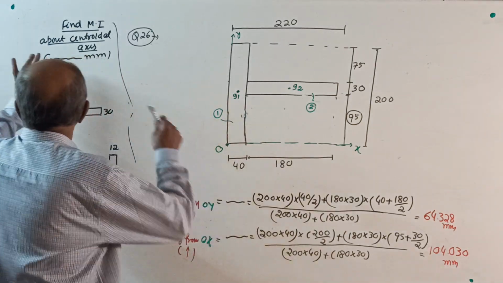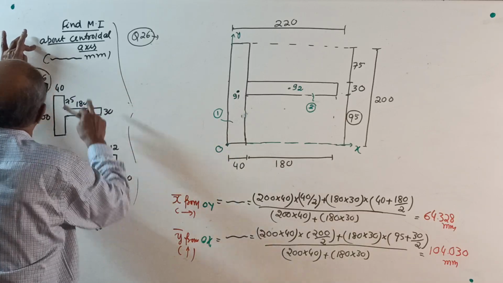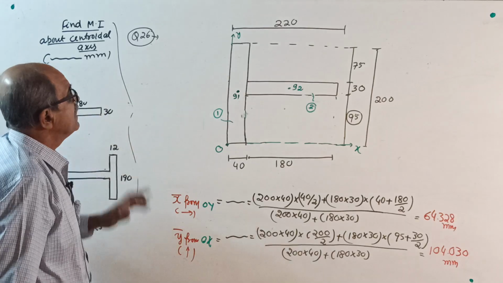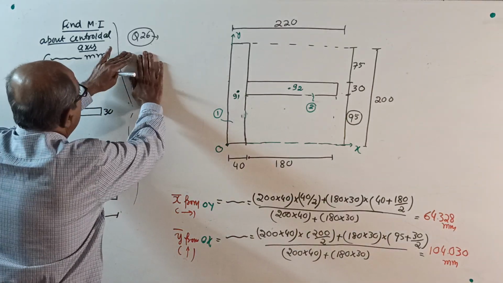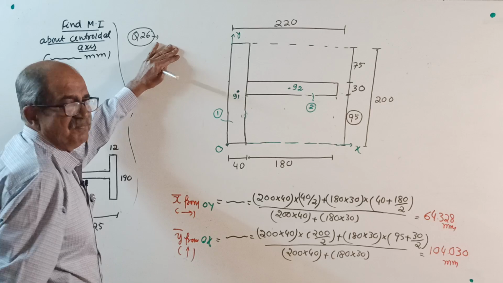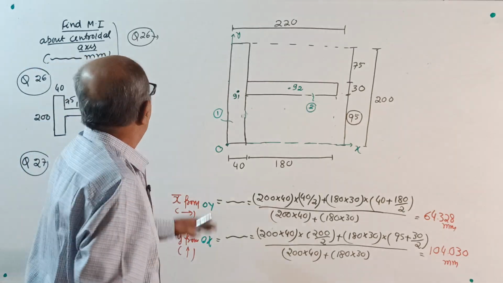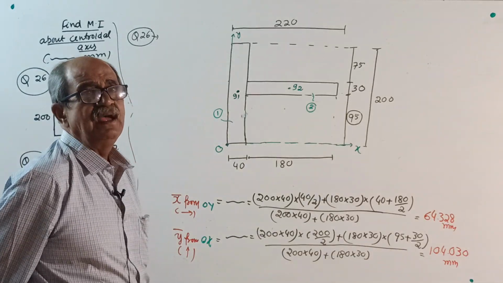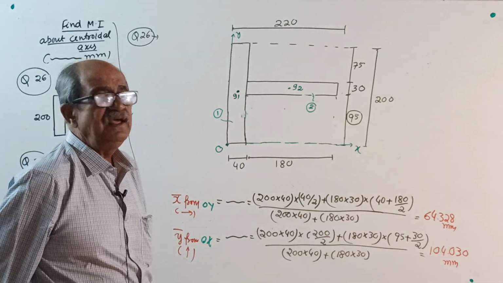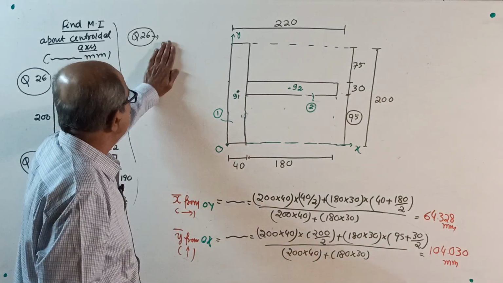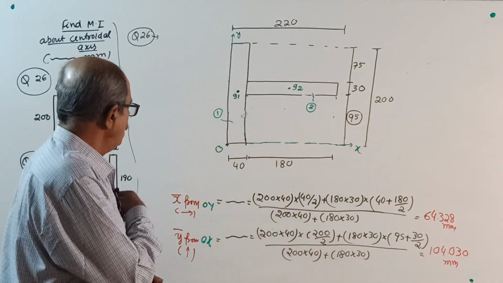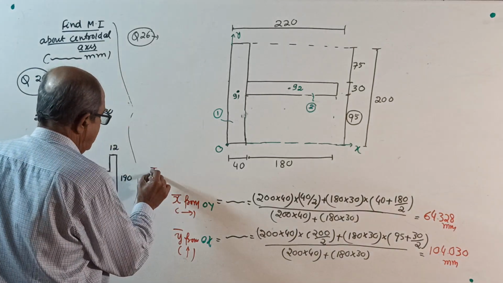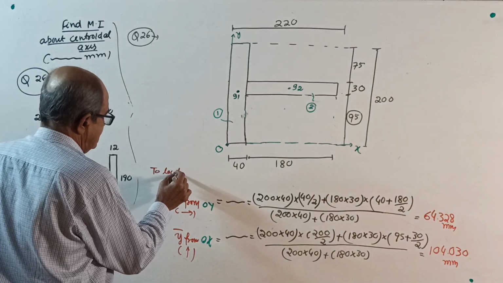Start first. Question 26. Both the questions: find moment of inertia about centroidal axis. All dimensions in millimeter. Usual thing. What is required, you write: moment of inertia about centroidal axis, IXX, IYY. So, centroid G you have to locate. That statement was told so many times earlier. Write everything. So, first to locate centroid G.